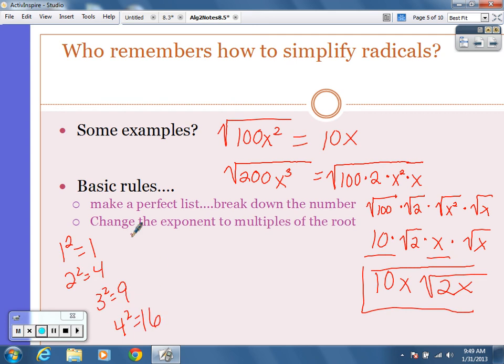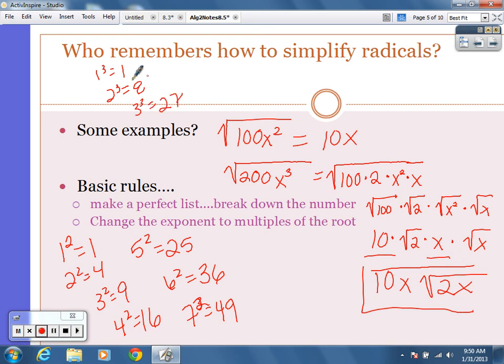So sometimes it's nice to have a perfect square list handy. It wouldn't be too handy today because we're not just going to be dealing with square roots, but cube roots as well. If this said the cube root of 100, then you would need a perfect cubed list. 1 cubed is 1, 2 cubed is 8, 3 cubed is 27, and these are the numbers you're going to try to break down that base to.